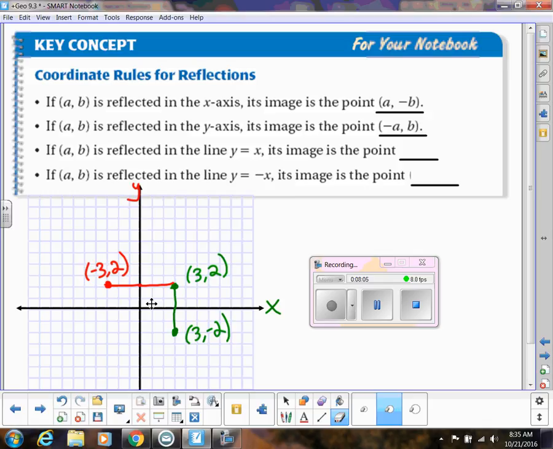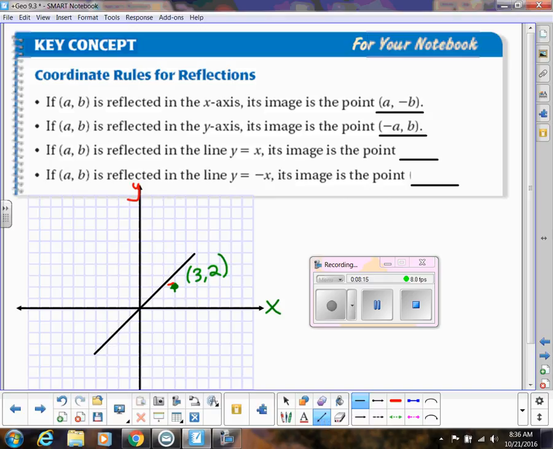Now I'm going to erase those, and now we're going to do the line y equals x. So remember that y equals x goes through the origin and has a slope of 1. Okay, so if I draw my perpendicular, it's not very far, and then right across from it would be there. So this is the coordinate 2, 3. So you notice that the x and y coordinates switch places.